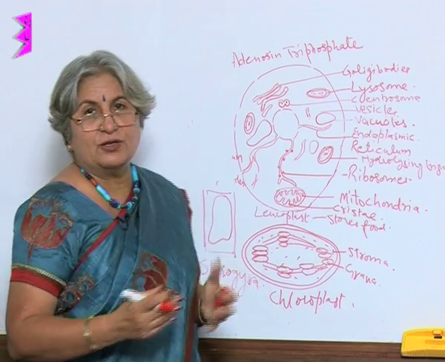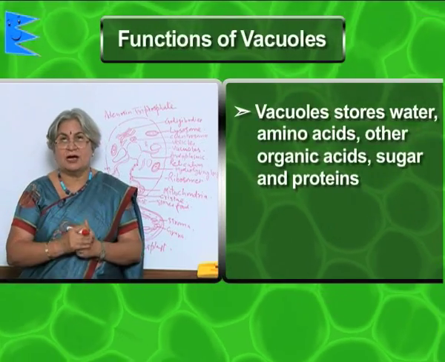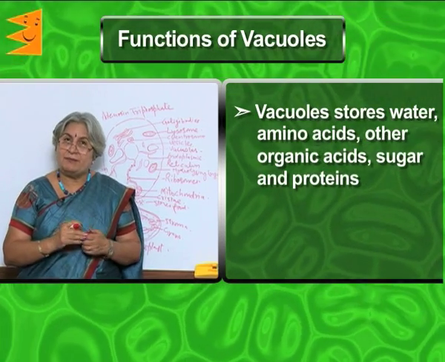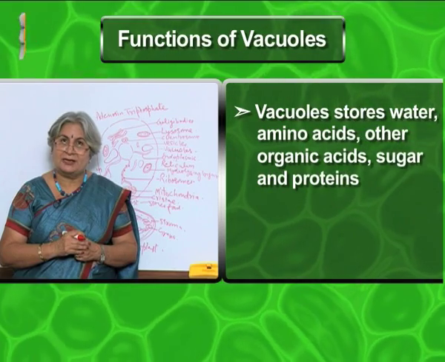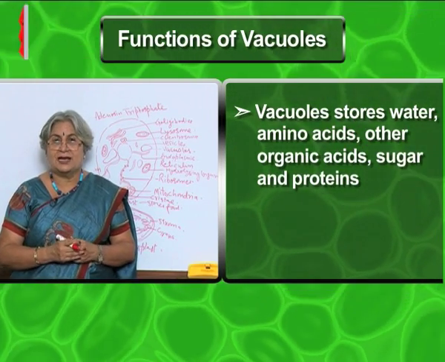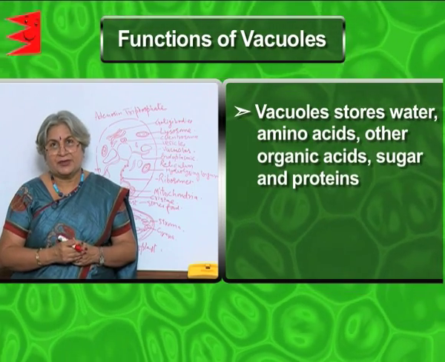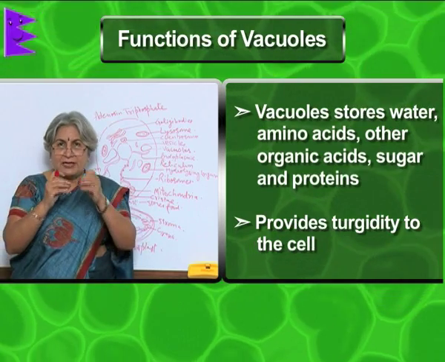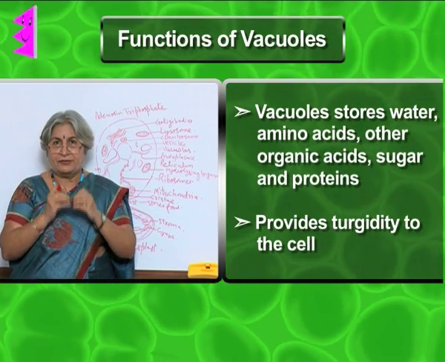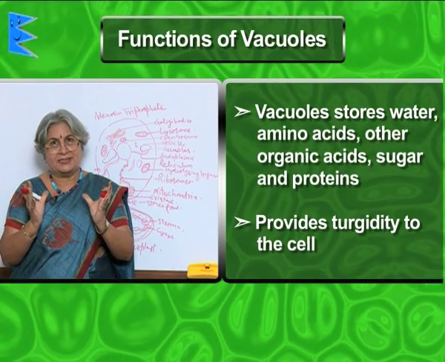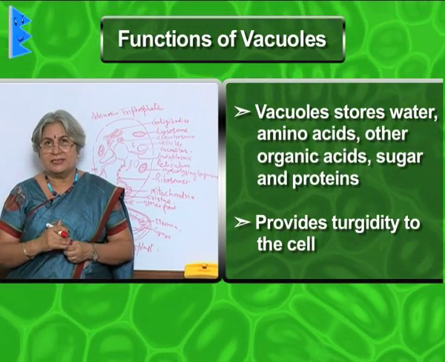Now, what do these vacuoles do? They are the storehouses of water, but not only water, some very important organic compounds as well, like amino acids, other organic acids, sugars and proteins. They also provide turgidity to the cell. The cell would be very flaccid, soft if there was no vacuole. So, vacuole kind of provides turgidity and rigidity.